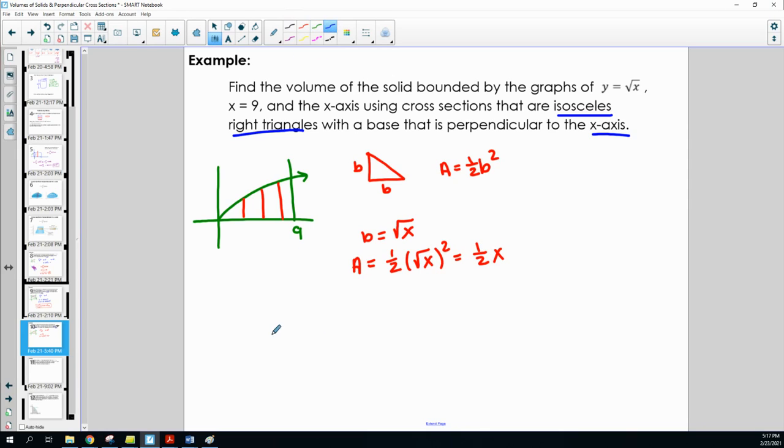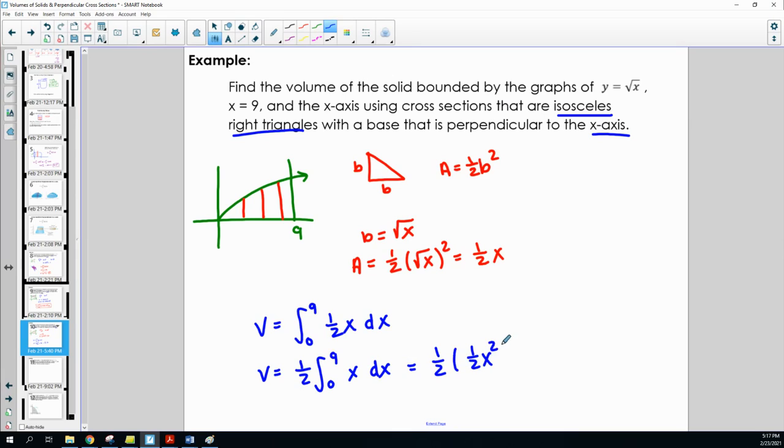So when I go to find the volume, I'm going to have the integral from 0 to 9 of the area, which is 1/2 x, times the width, which is dx. So I'm actually going to pull out the 1/2 because that's my constant. So I can pull out the 1/2, integral from 0 to 9 of x dx. So now when I take the antiderivative of x, that's going to give me 1/2 x squared. And then I'm evaluating it from 0 to 9. So I plug in 9, I'm going to get 81 over 2 times 1/2, so 81 fourths, minus 0. So I end up with 81 fourths.